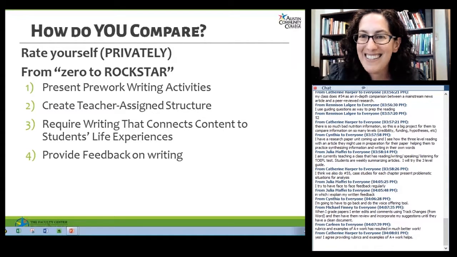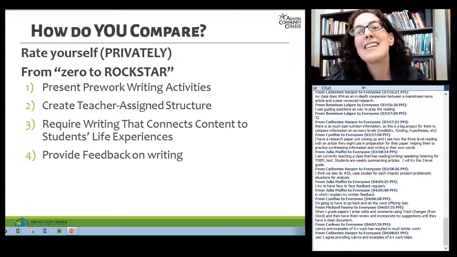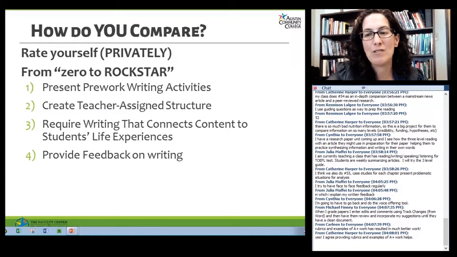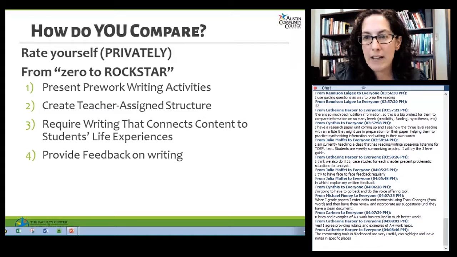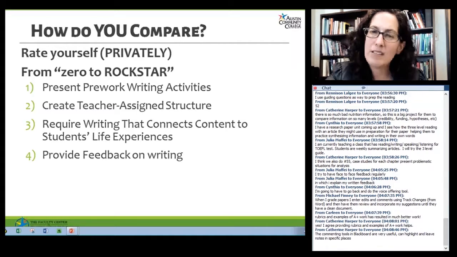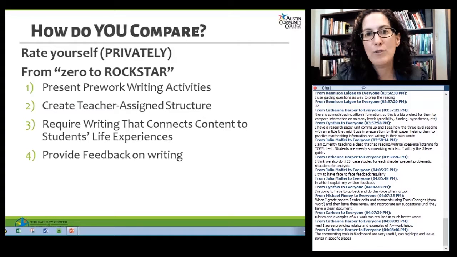I like that idea. Carlene says, rubrics and examples of A+ work has resulted in much better work. Carlene, I love that idea. Very often we think if we provide an example that students will just cheat off of it, but I find on the contrary that it raises the level of effort that students put in, because when they're able to see, oh my gosh, it took that to get an A, now they can do that level of work as well. So I'm glad you're having good luck with examples and rubrics.